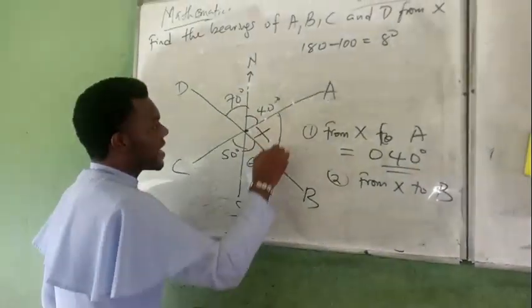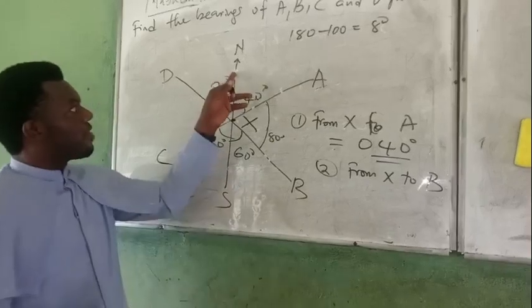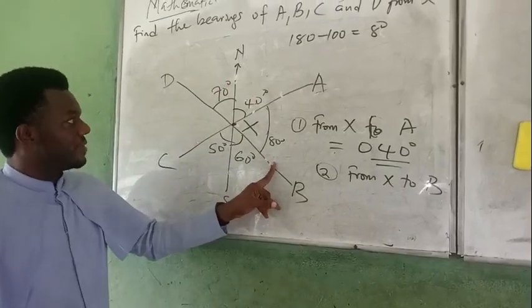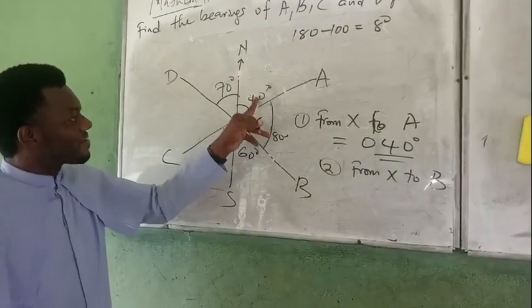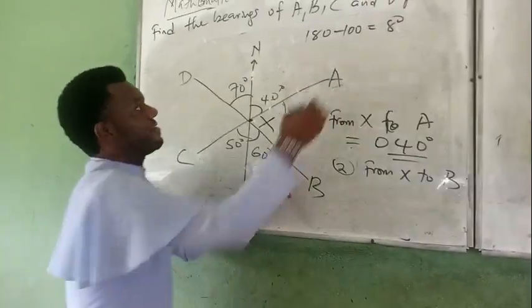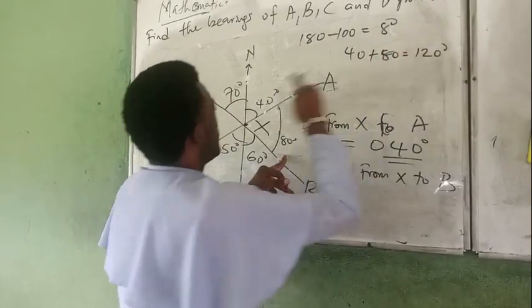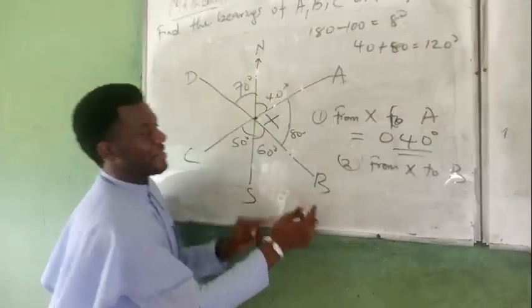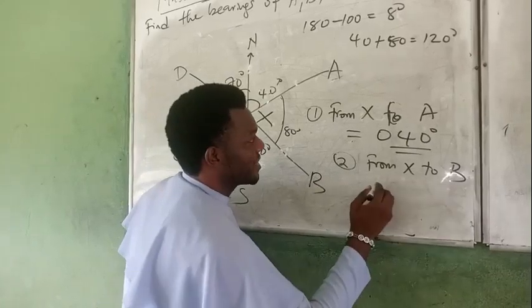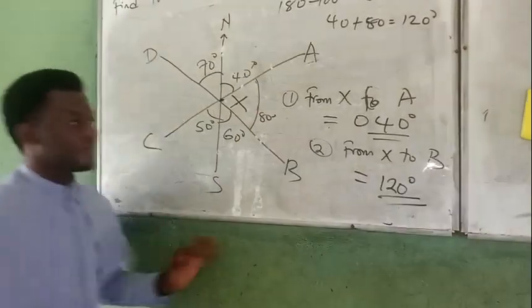So if the space here now is 80 degrees, what we are looking for is from north to this B. It means that from north to this B is 40 plus 80. 40 plus 80 will give us 120 degrees. So from X to B is equal to 120 degrees. That is the answer.